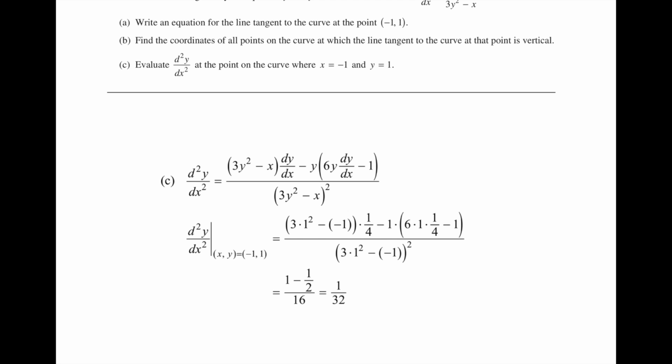So don't forget, when you take the derivative of y with respect to x, you need to write dy over dx.